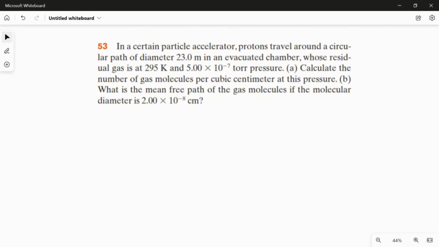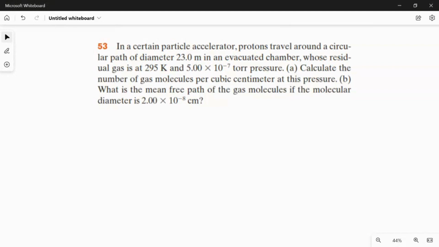First question, calculate the number of gas molecules per cubic centimeter at this pressure. And the second question is, what is the mean free path of the gas molecules if the molecular diameter is 2 multiplied by 10 to the power minus 8 centimeter? So here we have to answer two questions.